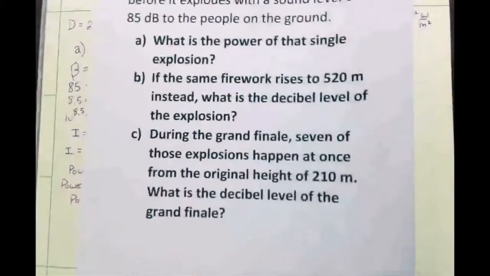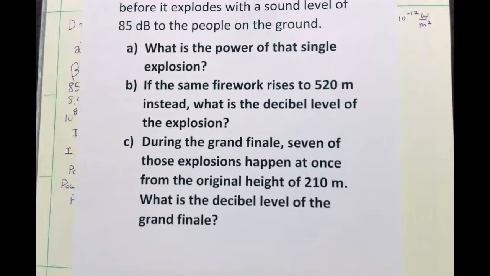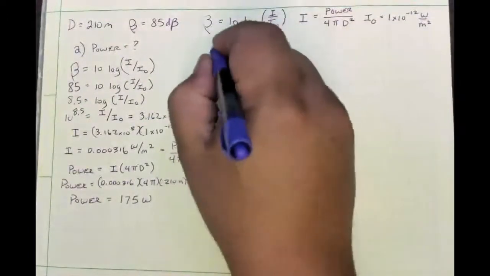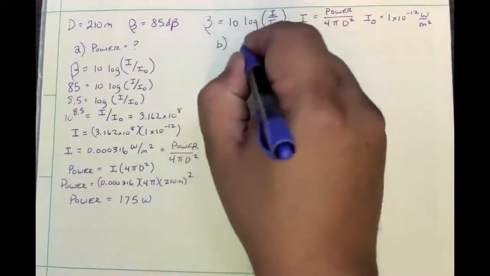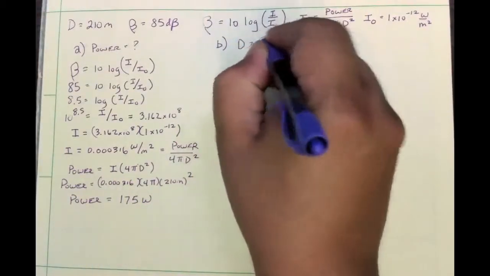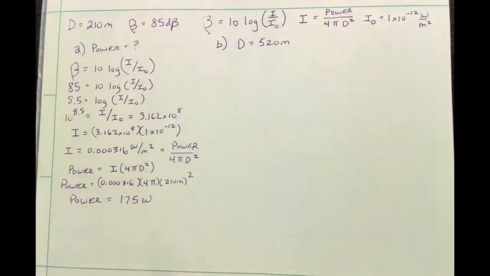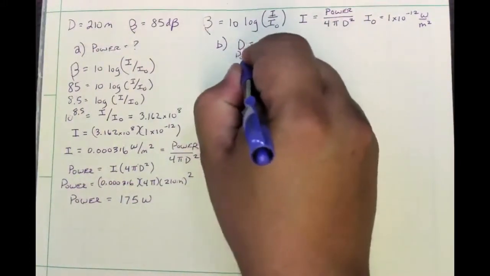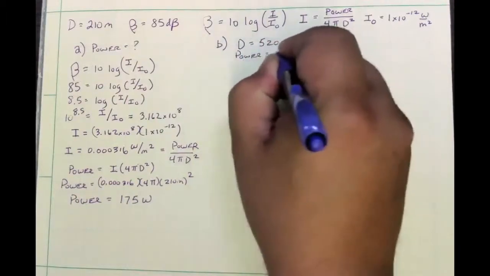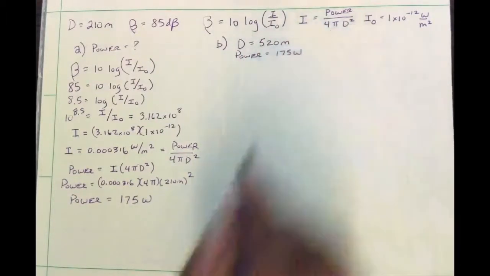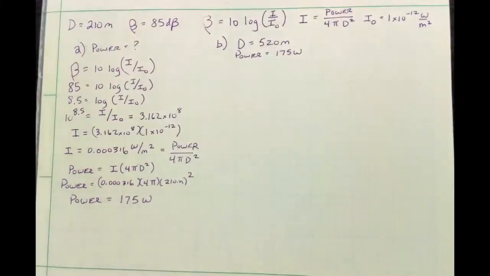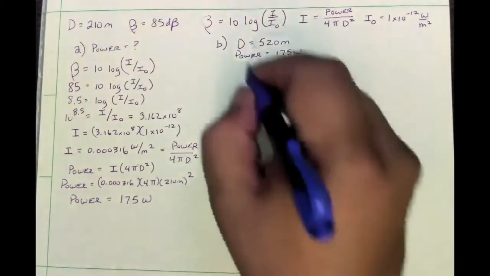Looking at part B, we're asked if that same firework rises to a height of 520 meters, what is the decibel level of the explosion? Well, in part B, we have new data, a new distance of 520 meters. We keep the same power level, however. It's the same explosion, so it has the same power level of 175 watts.